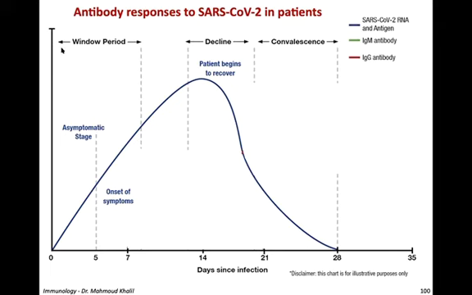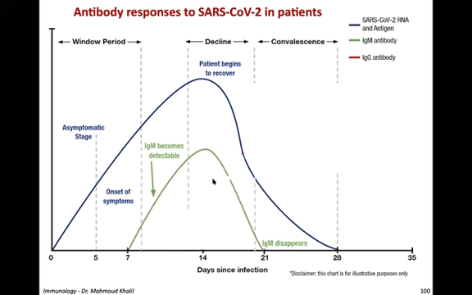So you can see there is a window period, then it starts to decline here, and then it starts to recover. In this scenario, you can see that the IgM starts to be detectable after the first week of exposure to the virus, and peaks with the virus antigen in the serum, and as well it starts to decline until disappearance with the decline of the antigen inside the blood.